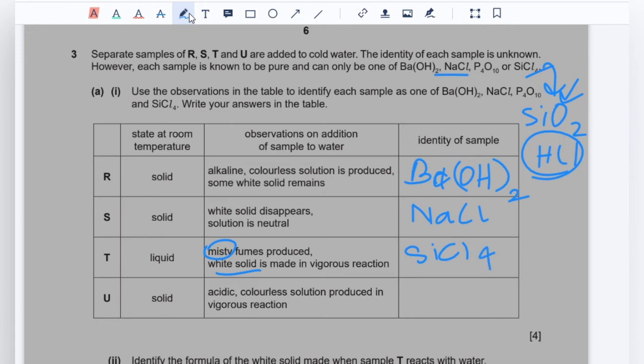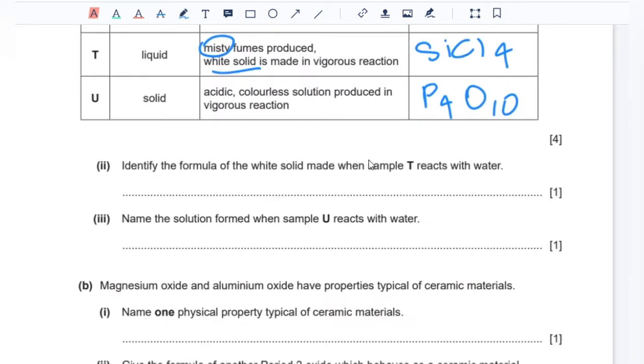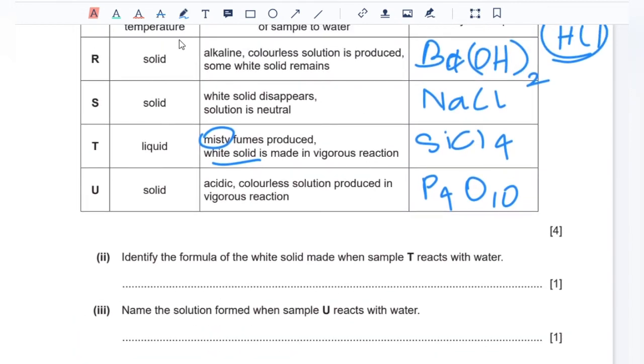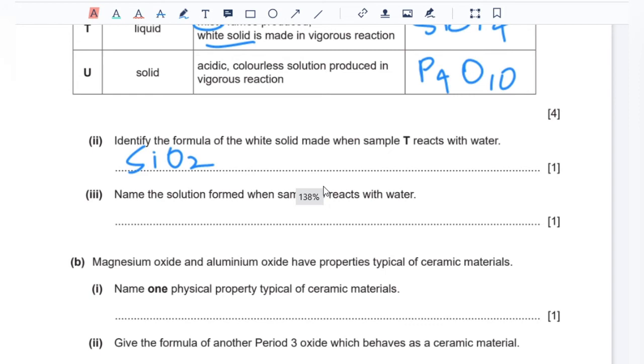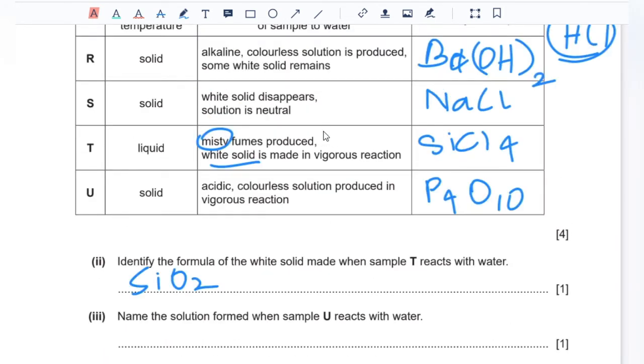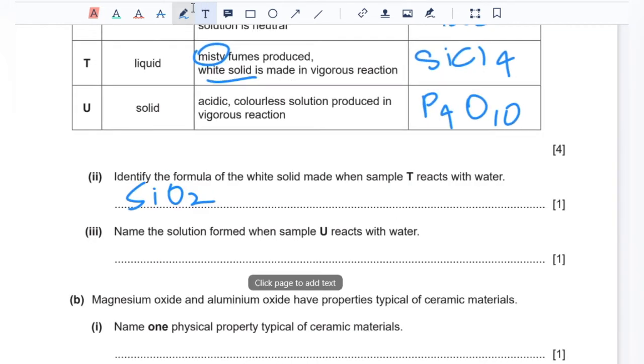And then as for the last one remaining, which is a solid, it forms acidic colorless solution in vigorous reaction with water. That would be phosphoric acid produced after the reaction of phosphorus oxide with water. Identify the formula of the white solid made when sample T reacts with water. So again, this is silicon oxide, as I mentioned earlier. 3. Name the solution formed when U reacts with water. So phosphorus oxide, when it reacts with water, forms phosphoric acid. So I'll write that down over here.